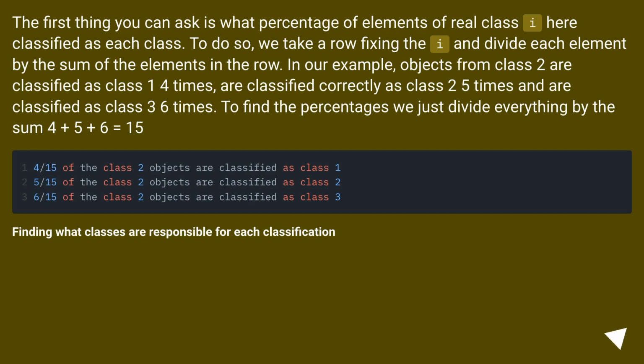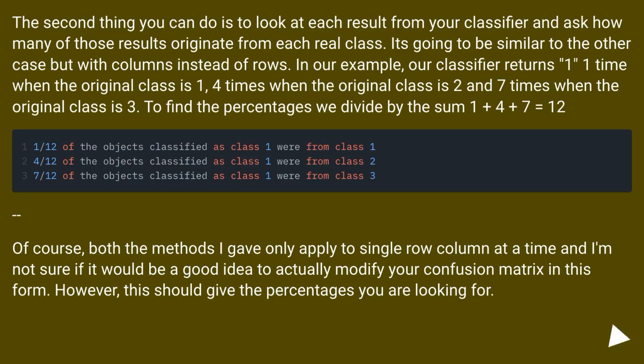Finding what classes are responsible for each classification. The second thing you can do is to look at each result from your classifier and ask how many of those results originate from each real class. It's going to be similar to the other case but with columns instead of rows. In our example, our classifier returns 1 one time when the original class is 1, 4 times when the original class is 2, and 7 times when the original class is 3. To find the percentages, we divide by the sum, 1 plus 4 plus 7 equals 12.